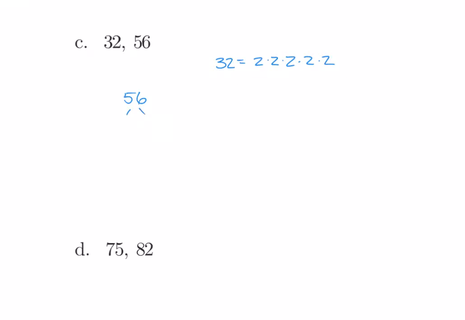All right, let's try the 32 and 56. Again, I already know what 32 is equal to. This is 5 2's being multiplied together. 56, if we factor this, this is 8 times 7. And again, I know that 8 is equal to 3 2's. So we get 2 times 2 times 2 times 7.